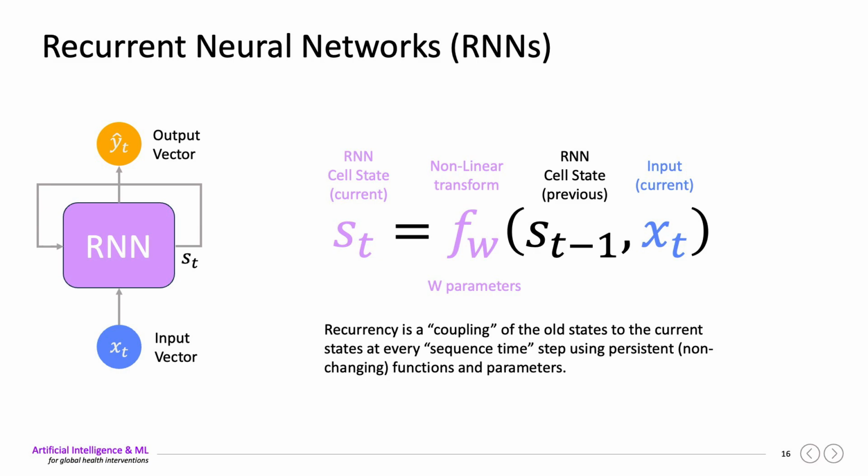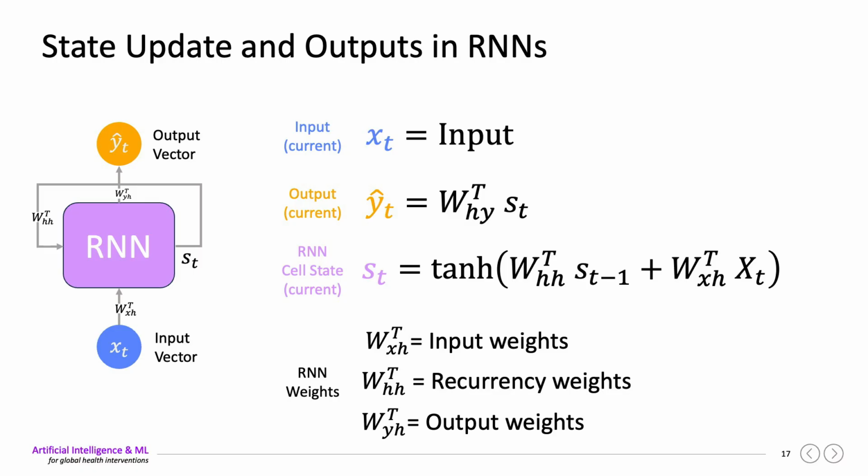At each time step, the network processes the current input together with a hidden state that summarizes past information. Recurrence is essentially the coupling of the old states with the current states at every sequence time step using persistent, non-changing functions and parameters. An RNN cell maintains a hidden state that is updated through a nonlinear transformation of the current input and the previous state.